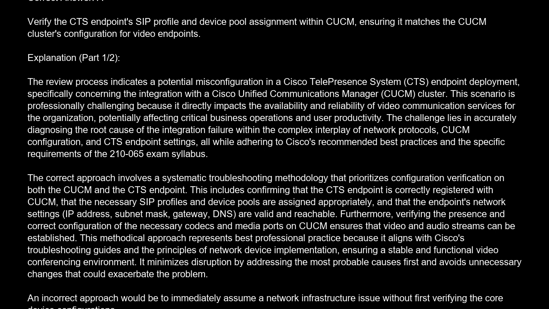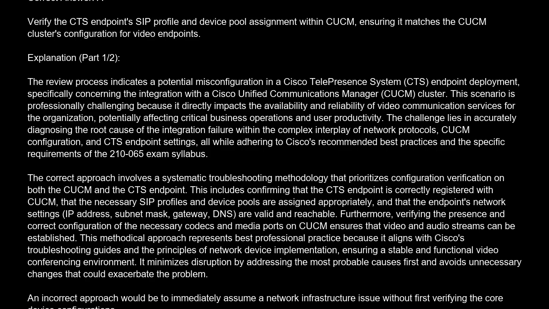This scenario is professionally challenging because it directly impacts the availability and reliability of video communication services for the organization, potentially affecting critical business operations and user productivity. The challenge lies in accurately diagnosing the root cause of the integration failure within the complex interplay of network protocols, CUCM configuration, and CTS endpoint settings, all while adhering to Cisco's recommended best practices and the specific requirements of the 210-065 exam syllabus.